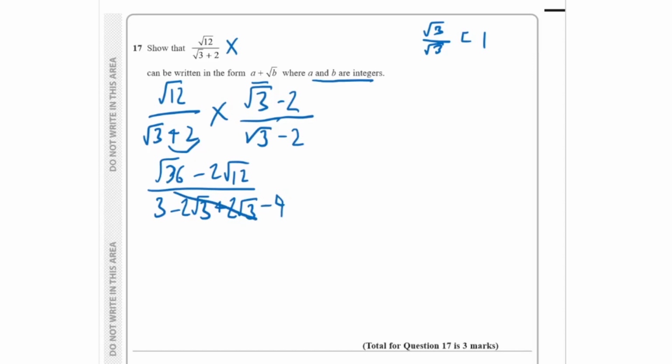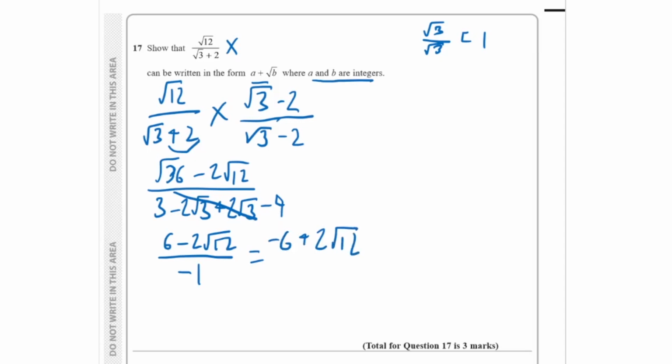And we can simplify. The root of 36 is simply 6. We can write negative 2 root 12 as is. Negative 2 root 12 over 3 minus 4 is negative 1. So we simply flip. So that's instead of positive 6, it's negative 6. And instead of negative 2 root 12, it's positive 2 root 12.